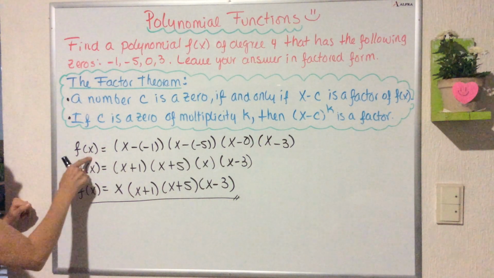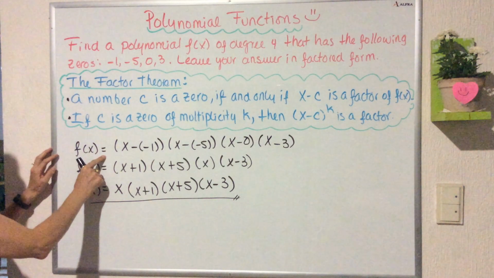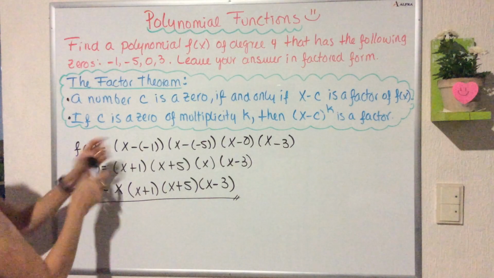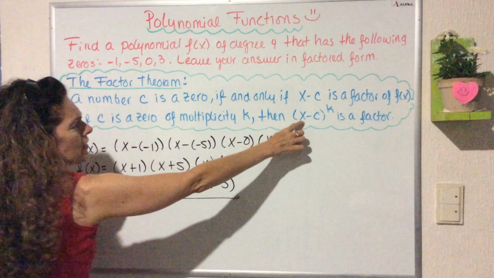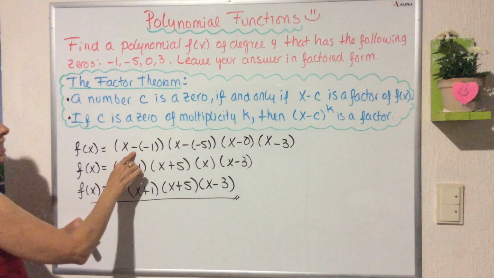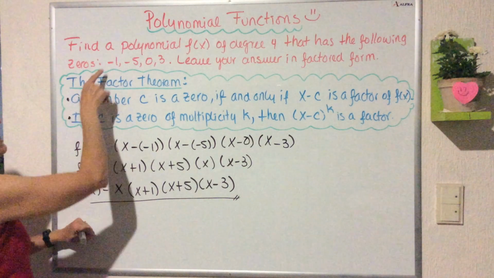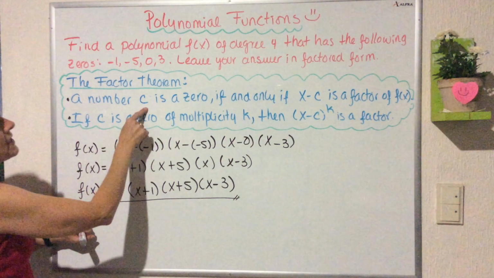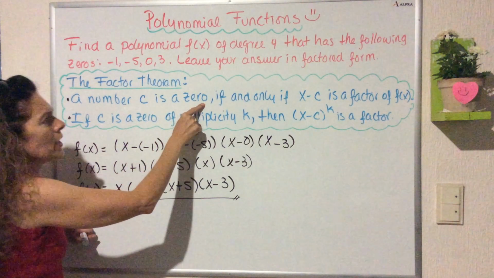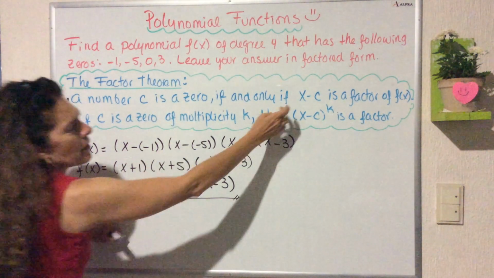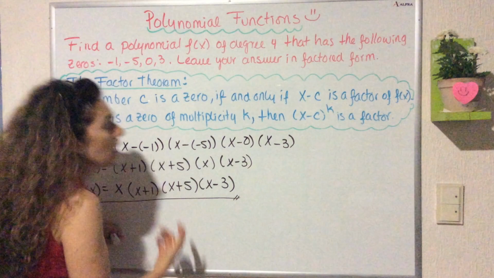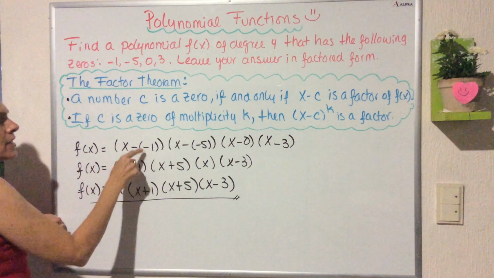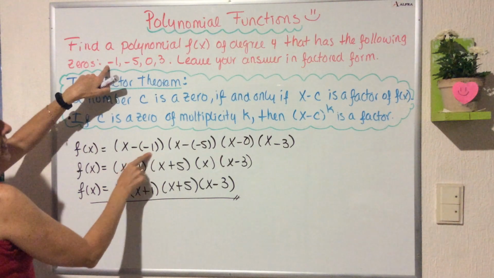So we have f of x equals the function, remember, equals x, we're going to write it like here, minus c, and in this case c is minus 1 because it is the zero. Look, a number c is a zero if and only if x minus c is a factor. That's why we write it like this, x minus c. So minus 1 is the c in this case.